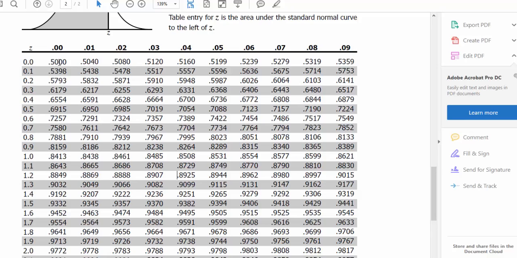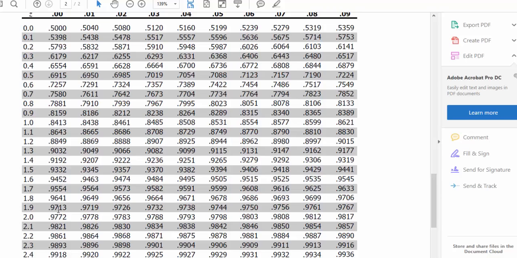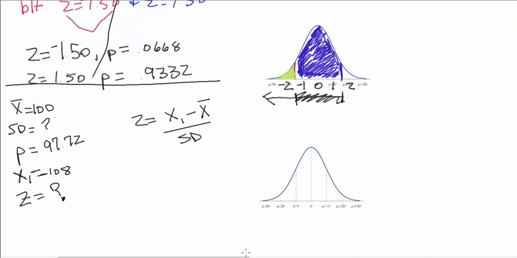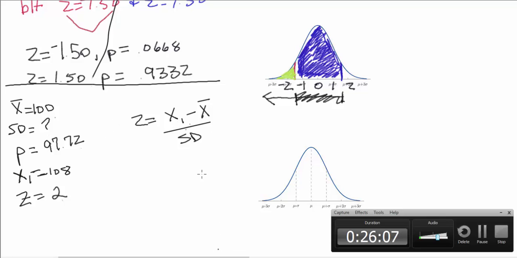So just starting here, we have 0.5, 0.6, 7, 8. All right, 9s, we're getting close. 97.13. 97.72. So the question told us 97.72% of the scores fall to the left of z equals 2. So we have our z-score now. Our z equals 2. So I'm going to erase that question mark. Now we have a little bit more understanding. Z equals 2. Now we can start to plug these different things in to find those different answers.